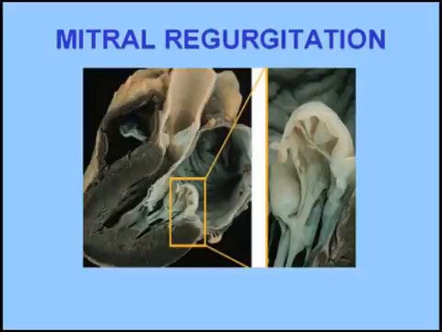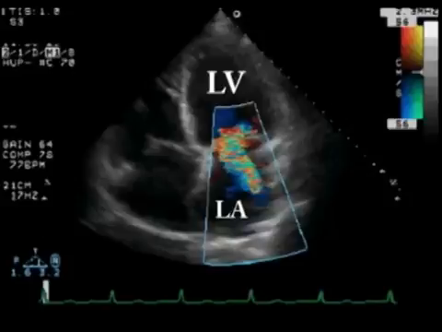Common etiologies of mitral regurgitation include myxomatous degeneration of the mitral valve, as shown in this figure. This figure shows an example of mitral regurgitation as seen by color Doppler echocardiogram.